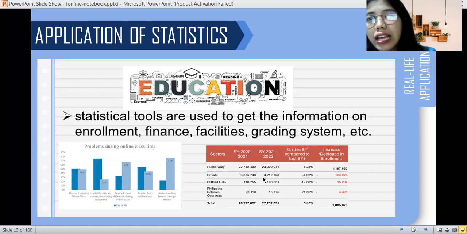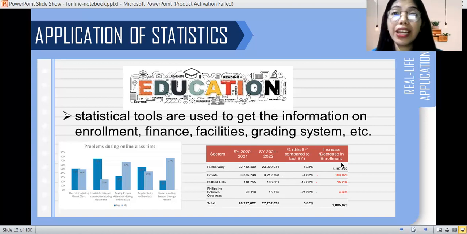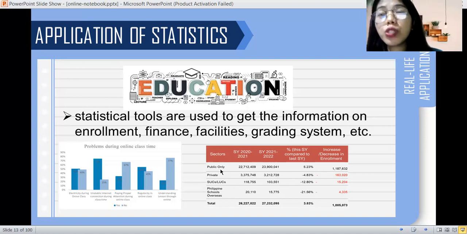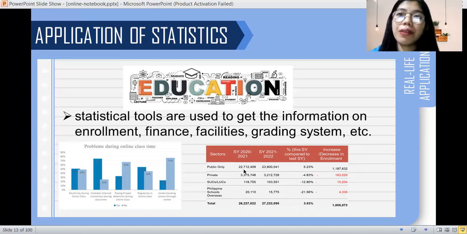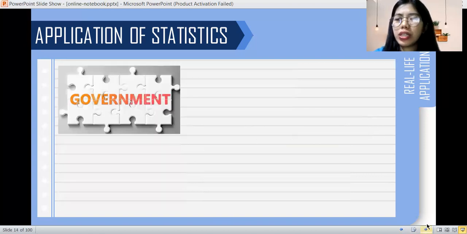Oh yes, enrollment kung ilan na yung mga nag-enroll sa public, number of students sa public schools, sa private schools, and etc. Now, this one, we use statistics para makuha kung meron bang progress sa ating educational system sa ating bansa. Ayan po. And marami pang kagamitan ang statistics sa ating education. Now, let's move to the field of government.